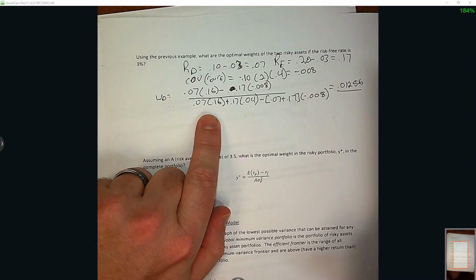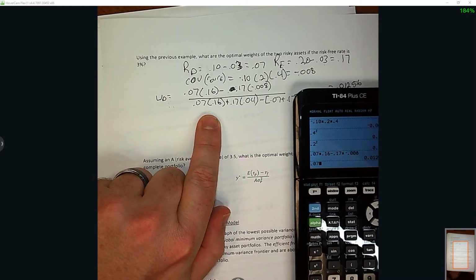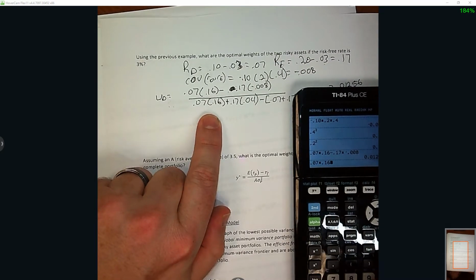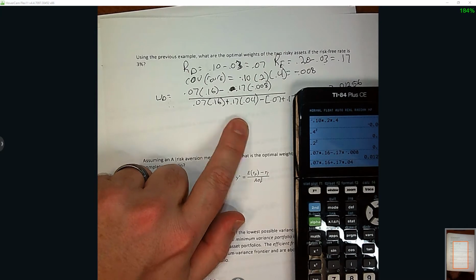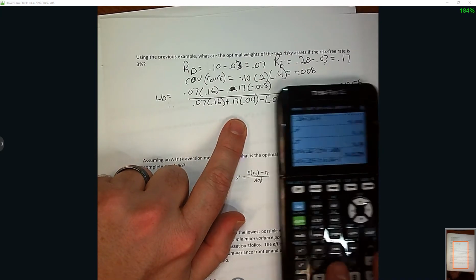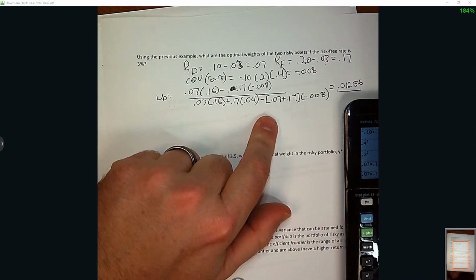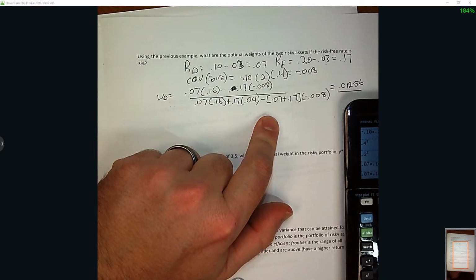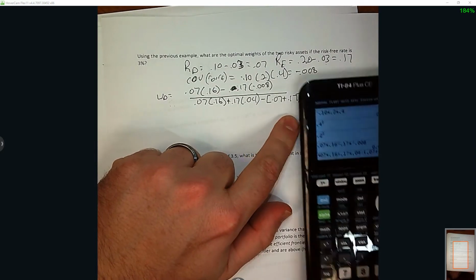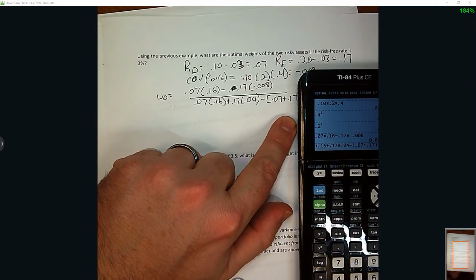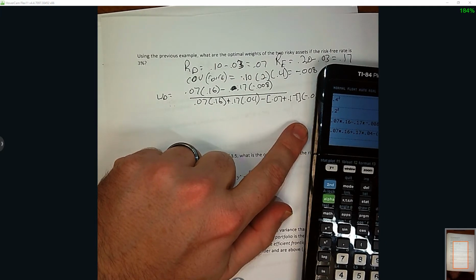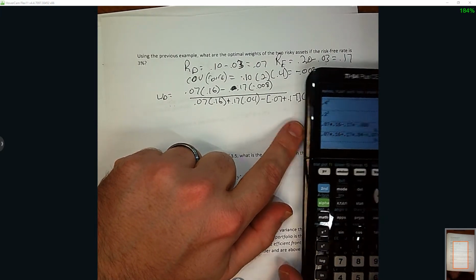Divided by, so I'll take 0.07 multiplied by 0.16 plus 0.17 multiplied by 0.04 minus, open parentheses, because I'm going to add these two together, 0.07 plus 0.17 close parentheses multiplied by negative 0.008, and that gives me 0.01992.